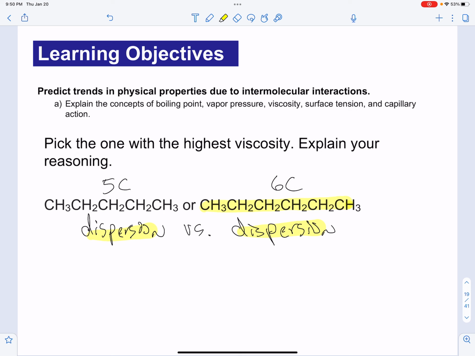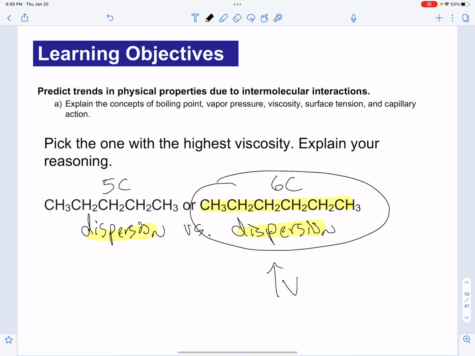So the one with the stronger dispersion force is going to be that one, which means it's going to be the one attracting other molecules harder, so it will be harder for them to slide by, which means it's higher viscosity. So this one we have the higher viscosity, this one we have the lower viscosity.